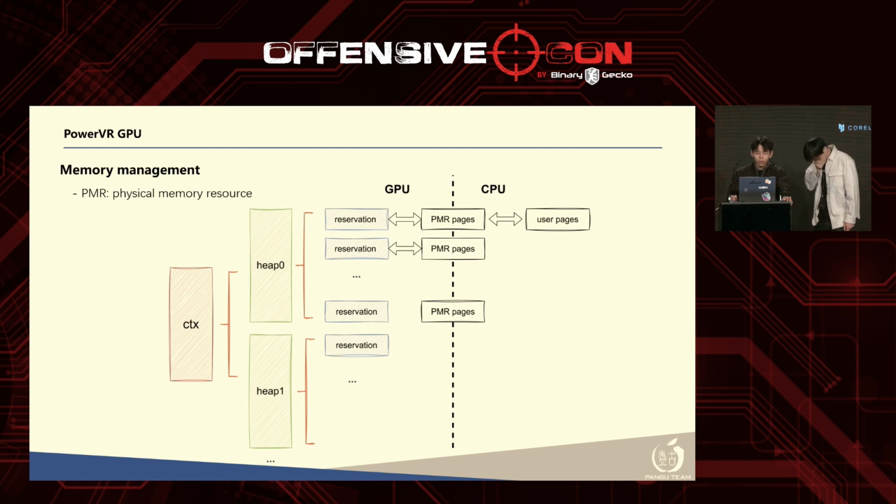We then create a PMR, which stands for physical memory resource. The PMR page here works as the shared memory between the CPU and GPU. On one hand, we call IOCTL to map the PMR to the reservation, and we can access the page from the GPU side. For example, we can use OpenCL to access that memory. On the other hand, we can call the mmap syscall to map the PMR to the user page. So now we can access that page from the CPU side.